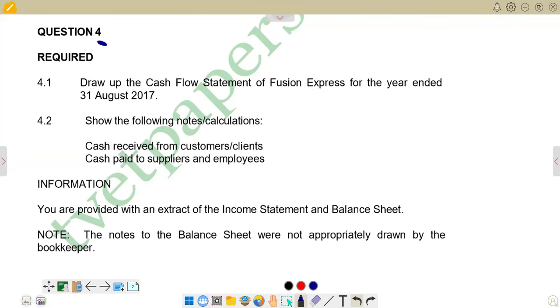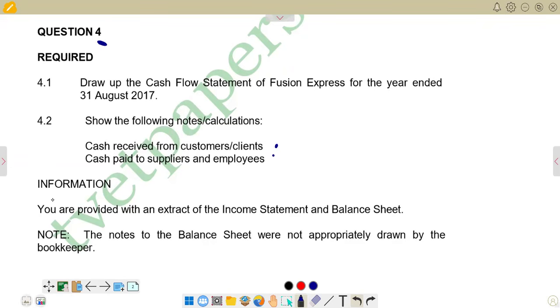Remember, under the cash flow for operating activities, we are going to put our cash received from customers, and also we are going to put our cash paid to suppliers and employees. So it means we have to prepare these two before we go to the cash flow statement, as we are going to put their figures in the cash flow statement.